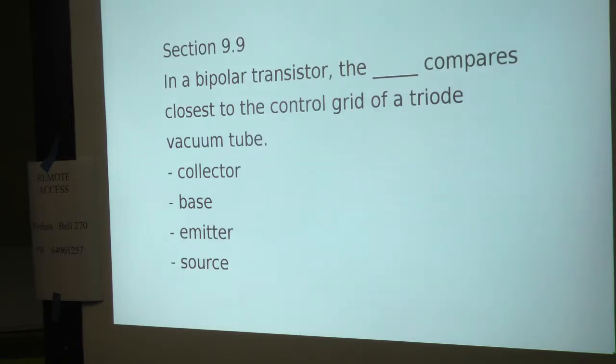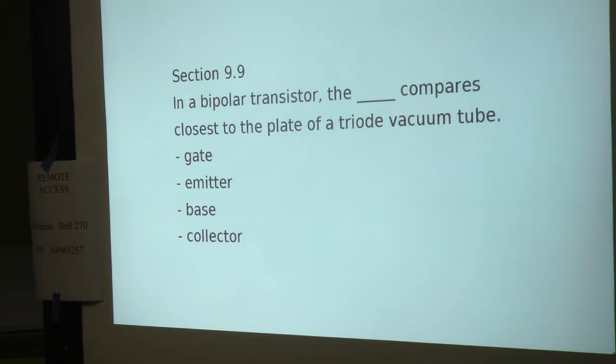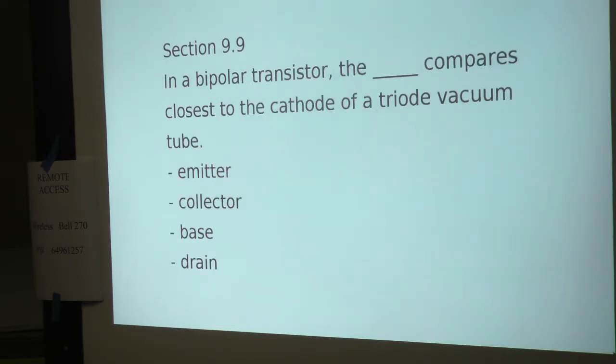In a bipolar transistor, the blank compares closest to the control grid of a triode vacuum tube. The base. Yep. In a bipolar transistor, the blank compares closest to the plate of a triode vacuum tube. Try the emitter again. Nope, it's the collector. And finally, in a bipolar transistor, the blank compares closest to the cathode of a triode vacuum tube.